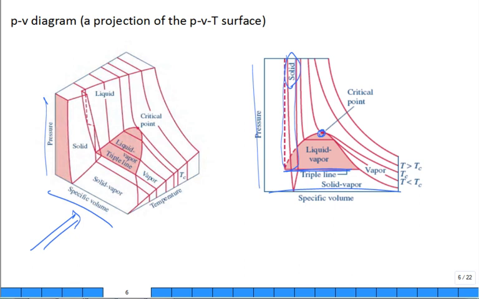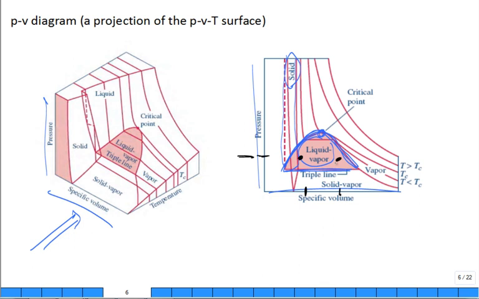And then what do we have? Now we see the shape of the dome. The dome is shaped like this. And so underneath the dome in this shaded region is the liquid vapor two-phase mixture. So I could have a two-phase mixture at this specific volume and that pressure. I could have at the same pressure maybe a higher specific volume.